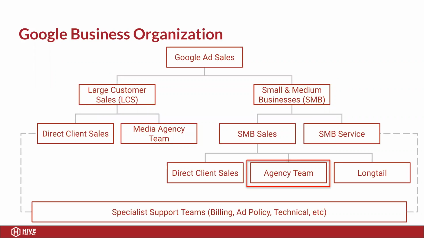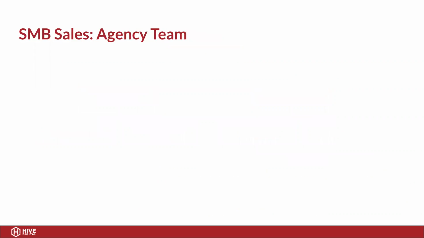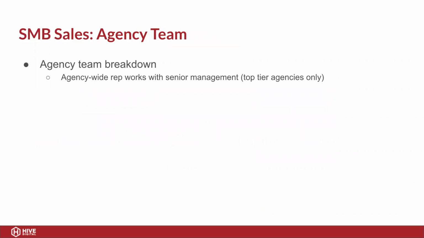I'll talk about the agency, and then we'll get into the long tail as well. So on the agency side, the agency breakdown is kind of similar to direct sales. Basically, if you work with an advertising agency, what's going to happen is that agency, if they have a lot of Google clients, will have an agency-wide rep that works with senior management and works with them on business development training, so that when you're working with an agency rep, they're actually getting support from Google. And that could lead to some goodies down the road.